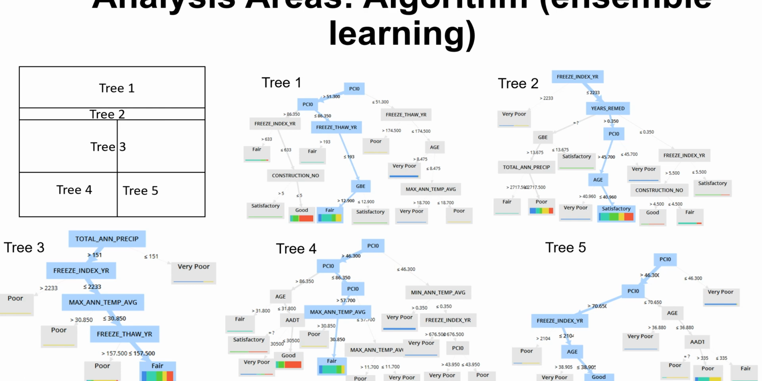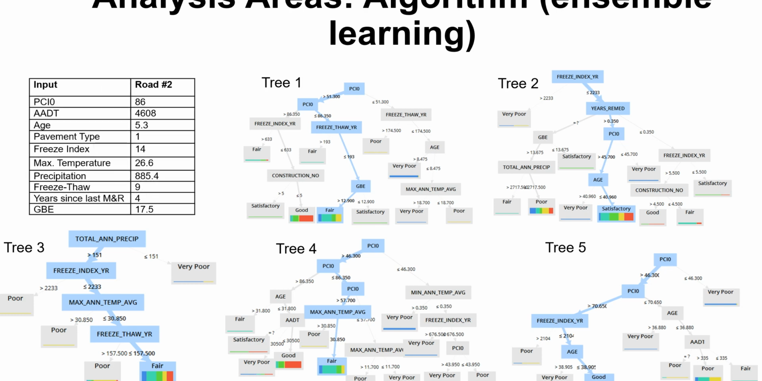And for any incoming new example, for example, this is a road, say in Texas. It has an initial PCI of 86, and these are the other values. So when our gradient boosted trees model wants to predict, each individual model or each base learner will make a prediction. For example, this one is predicting that this road is going to be in a fair condition 3 years from now. Tree 2 makes this prediction. Tree 3 makes this prediction.